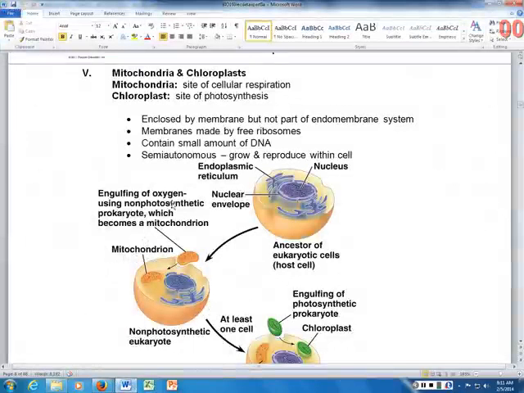Okay, so the mitochondria and the chloroplasts, these are going to be where cells get their energy from. And so the mitochondria is the site of cellular respiration, and the chloroplast is going to be where we do photosynthesis. So both of these are going to be enclosed by membranes, but they're not actually part of the endomembrane system.